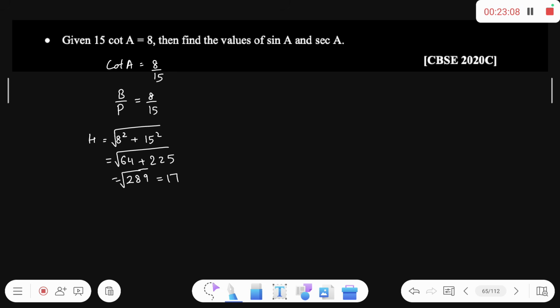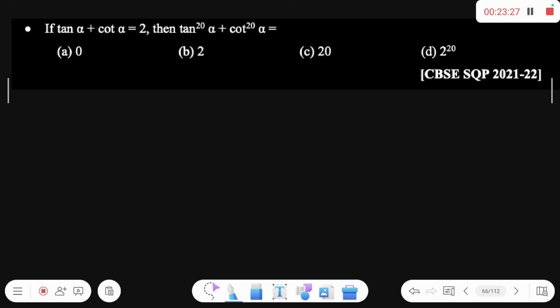So you'll get 17. Sine A is nothing, perpendicular upon hypotenuse. So your perpendicular is 15 and hypotenuse is 17. Sec A is the inverse of cos A, that is h upon b, that means 17 upon 8 is your answer. Next question, tan alpha plus cot alpha is 2, then tan square alpha plus cot square alpha की वैल्यू आपको बतानी है.